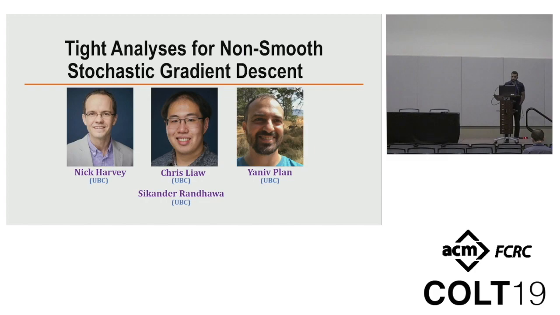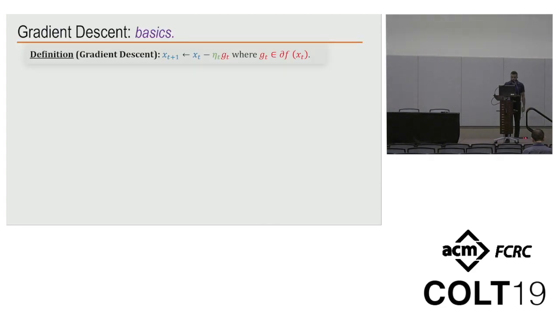I'm going to be discussing some new results involving convergence rates for non-smooth stochastic gradient descent. Let's begin with a simple one-line definition. Gradient descent is an iterative optimization procedure where you produce the next iterate by taking a step in the opposite direction of the current gradient.